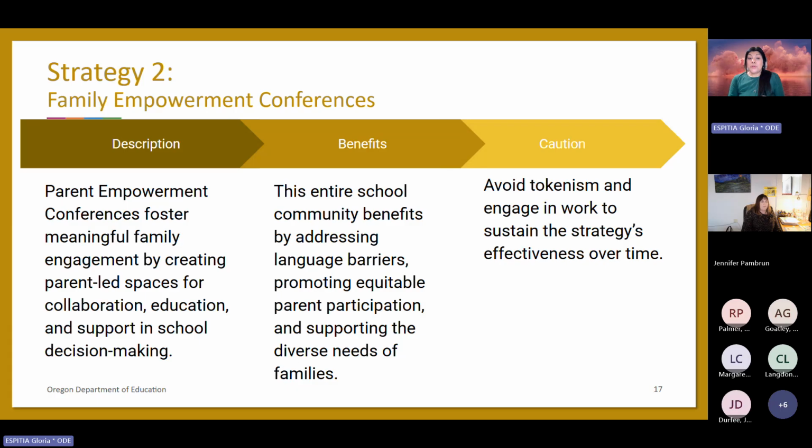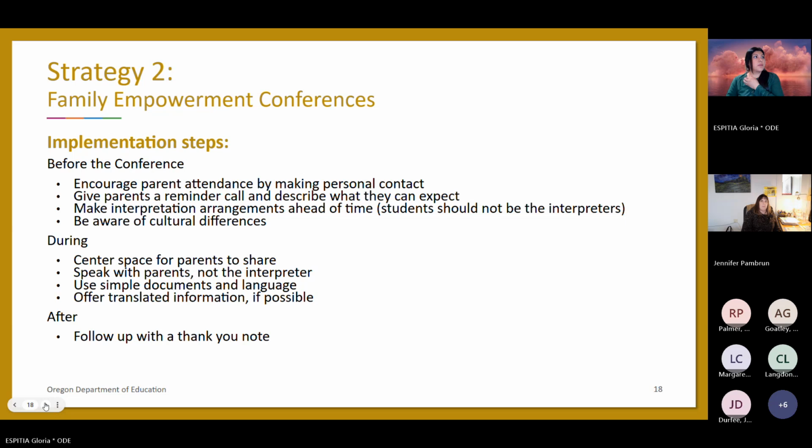That's what this strategy is aiming to do. And as we approach the strategy, we definitely want to approach it with caution. Intentional efforts should be made to avoid tokenism of our communities and to support continued effectiveness over time.